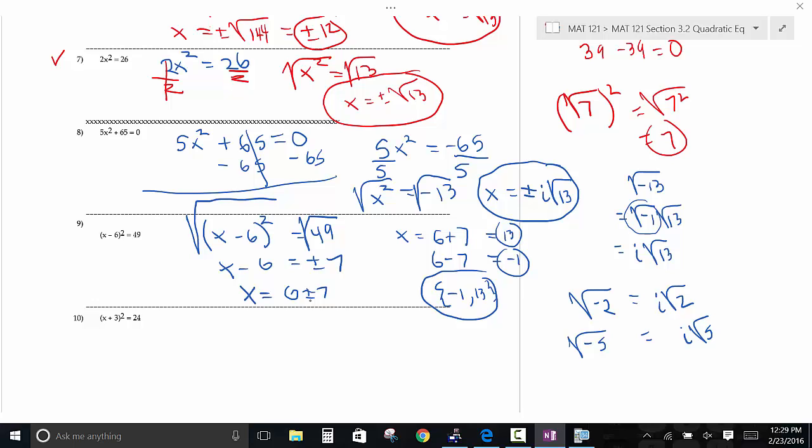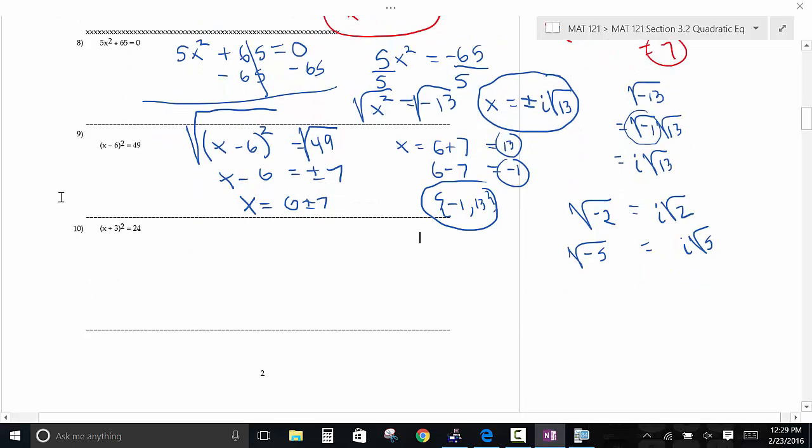Okay, all right. So this number 10 is very similar to this. It's got one little slight difference. So you have (x plus 3) squared equals 24. So again, you just start like the last problem. You take a square root of both sides. You want to go ahead and do that. Okay, what's the left side? X plus 3.